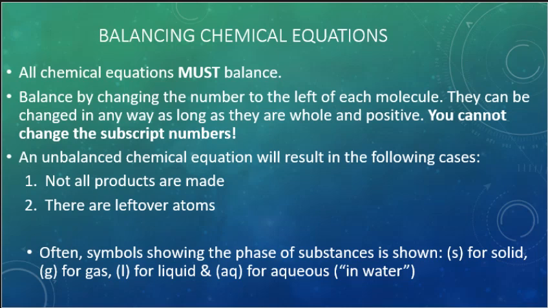So often the symbols showing the phases for the substance are shown. S is for solid, G is for gas, L is for liquid, AQ is for aqueous, meaning it's suspended in water. Those are not important right this minute. They will be important later. Just remember when you see those little things on there, sometimes they make it very crowded and messy, but we'll need them at one point. There's at least one module where we're going to need those.